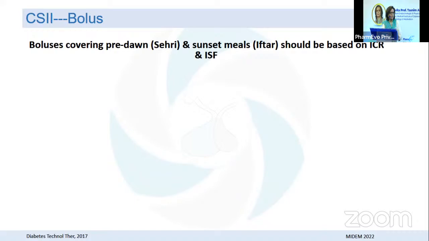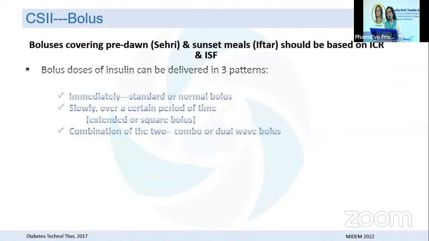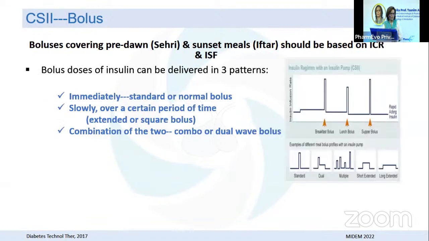Bolus doses of insulin can be delivered in 3 patterns. This is a bit complicated, but if I had a pointer, I would show you. One is the standard bolus, the peak that you give when you're about to eat. The second is when there is fat and protein in the meal, so you give some insulin as a bolus and some over a longer period of time. That is a combination bolus. And then there is another, the long square bolus, which is the last picture. The long square bolus is when the carbohydrate content is too low and you're mostly taking protein and fat. So there are different ways you can deliver your bolus. Meals with a higher fat content may need an extended or the combo bolus.